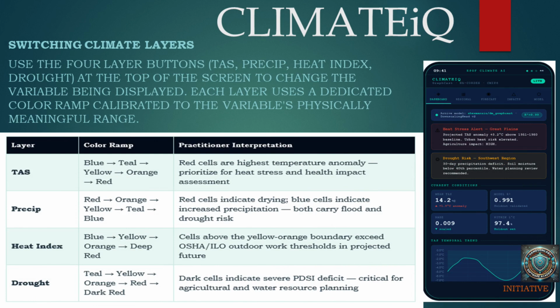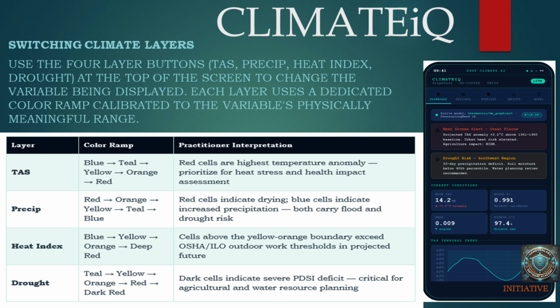Switching climate layers. Use the 4-layer buttons, that's the TAS, precipitation, heat index, drought at the top of the screen to change the variable being displayed. Each layer uses a dedicated color ramp calibrated to the variable's physically meaningful range. As you can see here, you have the layer TAS, the blue, teal, yellow, which means the red cells are the highest temperature anomaly. Prioritize for heat stress and health impact assessment.